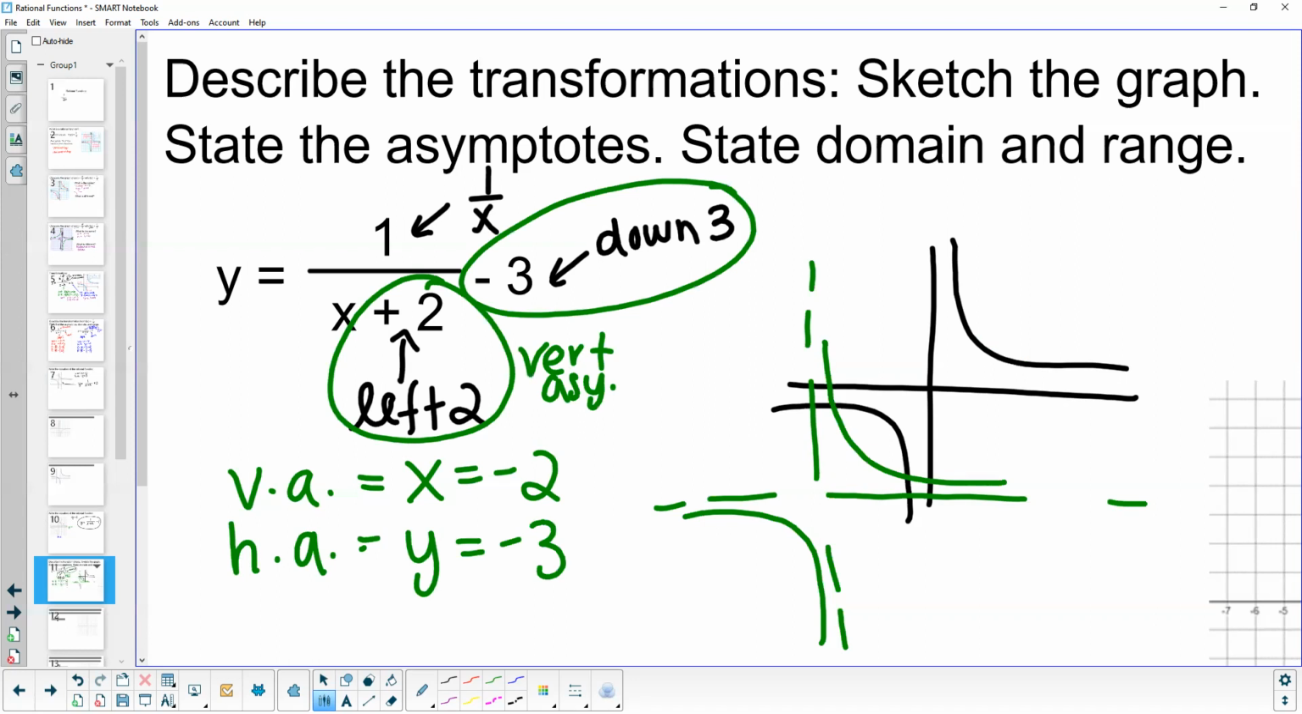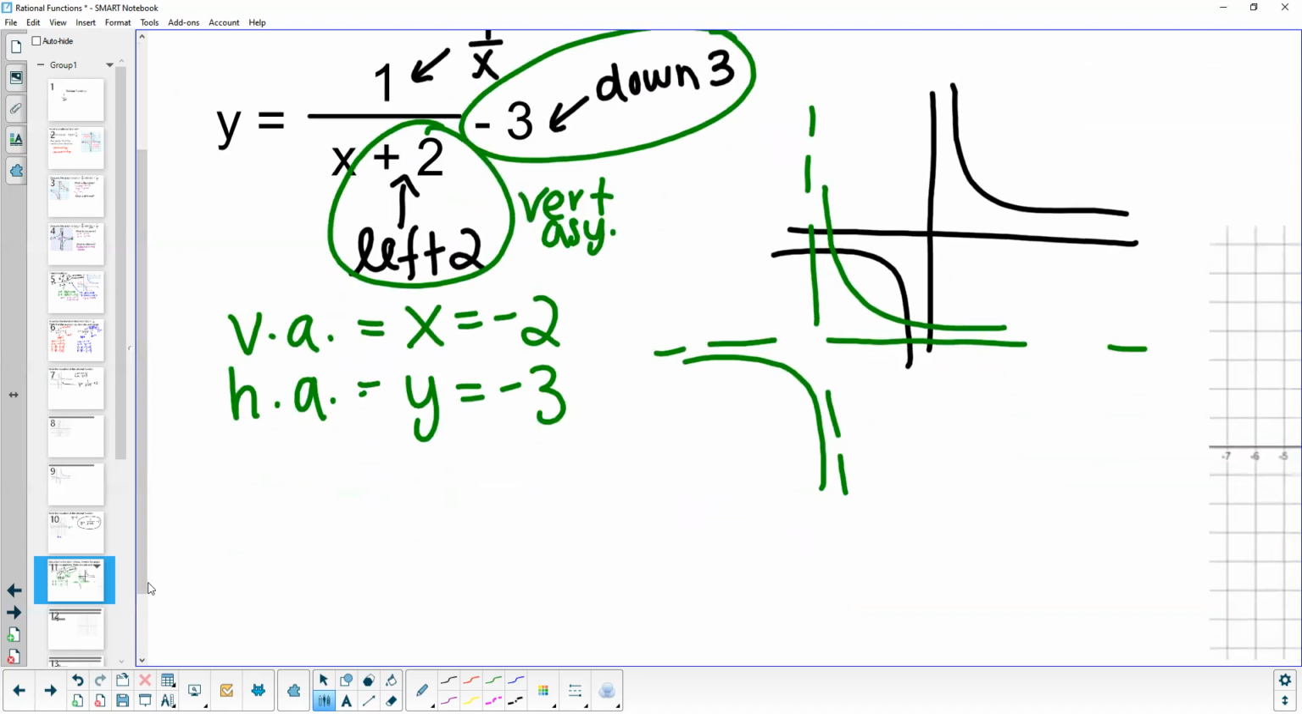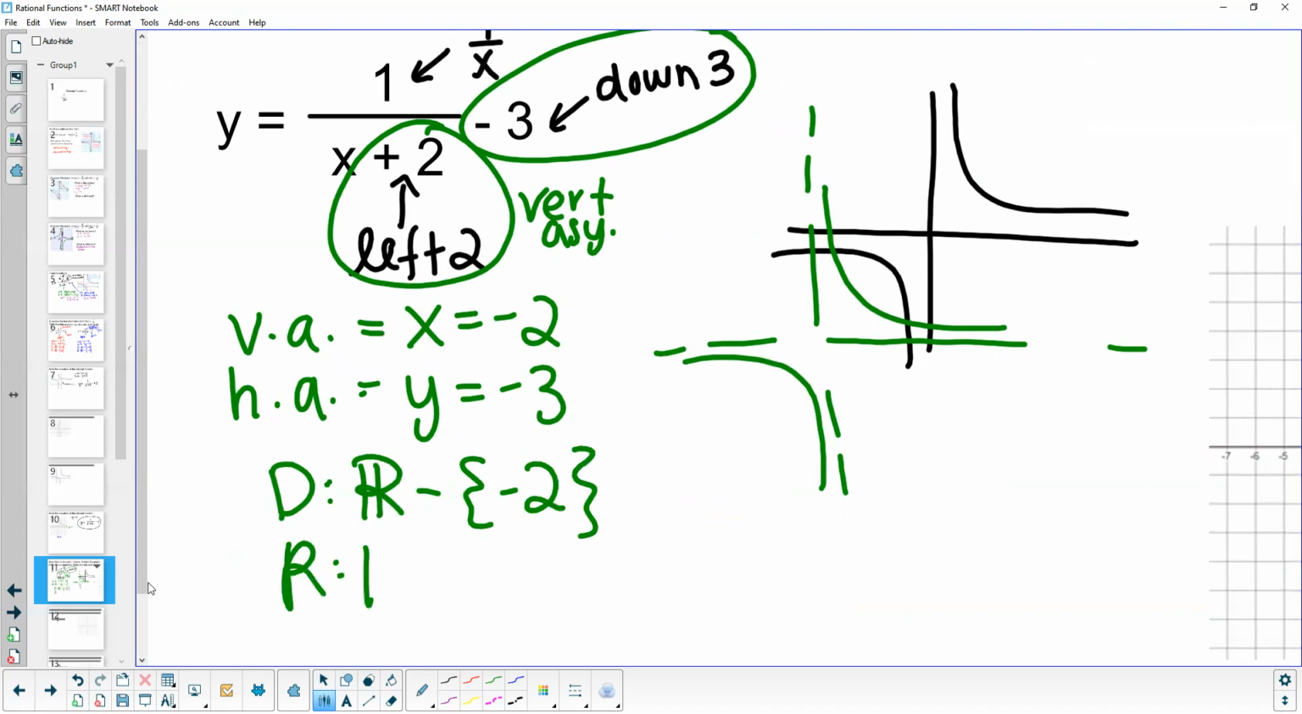And then our domain and range, remember, includes everything but those 2 values. So our domain is going to be all of the real numbers other than the number -2. And our range is going to be all of the real numbers other than the number -3. And that is how we can sketch a graph and kind of graph a basic rational function.